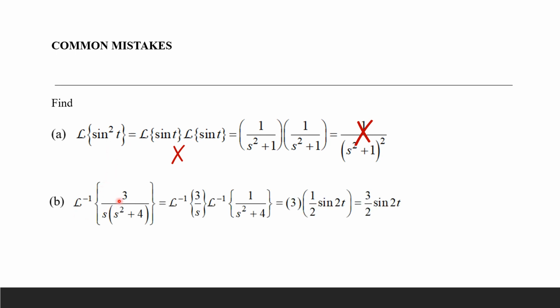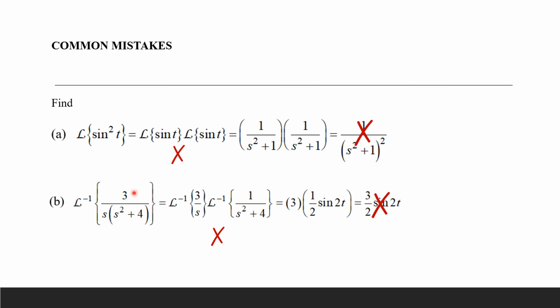What is the inverse of 3 over s multiplied by s squared plus 4? Now 3 is the same as 3 multiplied by 1. Is it true that the inverse of 3 over s multiplied by s squared plus 4 is equal to the inverse of 3 over s multiplied by the inverse of 1 over s squared plus 4? Is this statement true? No, it is not true. This statement is incorrect. It is not true that the inverse of the product of the first function with the second function is equal to the inverse of the first function multiplied by the inverse of the second function. So this work is totally incorrect.